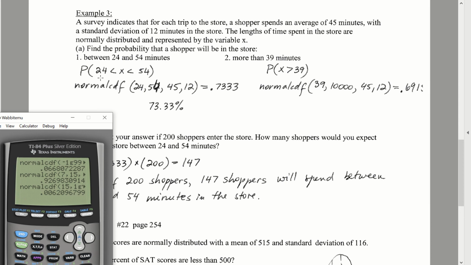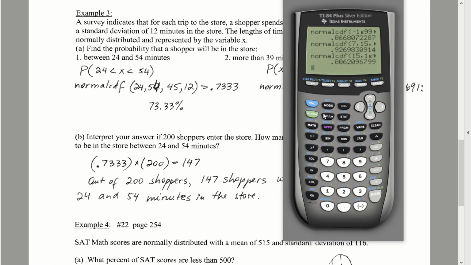Let's take a look at example 3. They say that a survey indicates that for each trip to the store, a shopper spends an average of 45 minutes with a standard deviation of 12 minutes. Assume the lengths of time spent in the stores are normally distributed and represented by the variable x. So we have a normal distribution here. The mean is 45, the standard deviation is 12, and we want to find the probability that somebody spends between 24 and 54 minutes in the store. If you want to, you can go ahead and sketch that out.